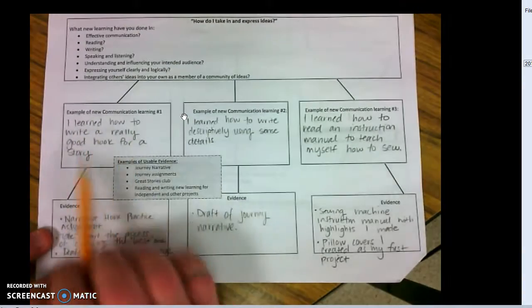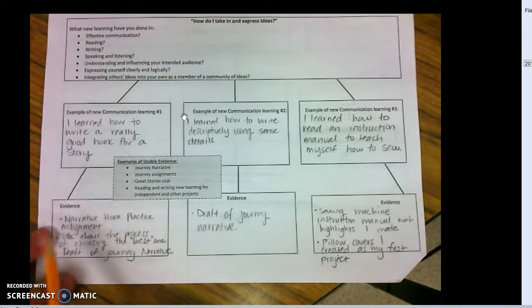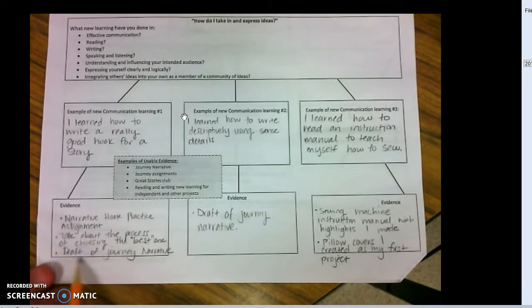My communication learning number 1 is I learned how to write a really good hook for a story. That's one new thing that I learned in this last learning cycle. For my evidence, I would put narrative hook practice assignment. I also might talk about the process of choosing the best hook, going through and saying, which one fits my audience the best? I could talk about that on my exhibition. That might be helpful.